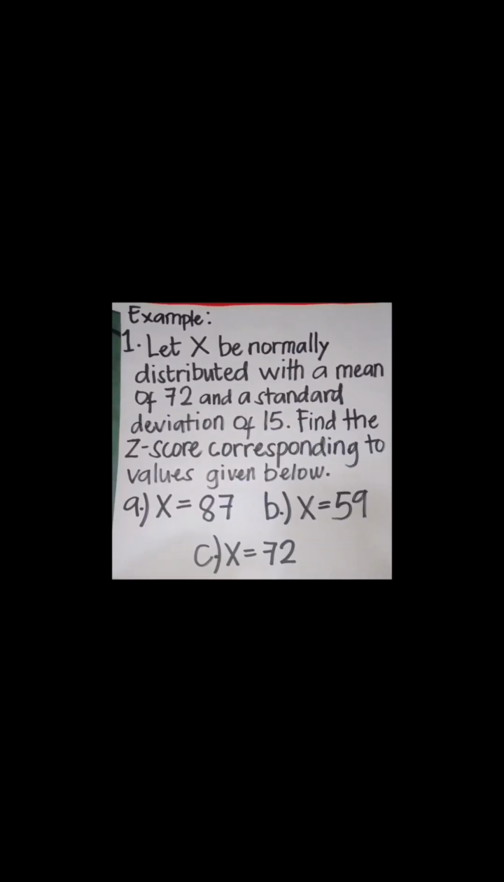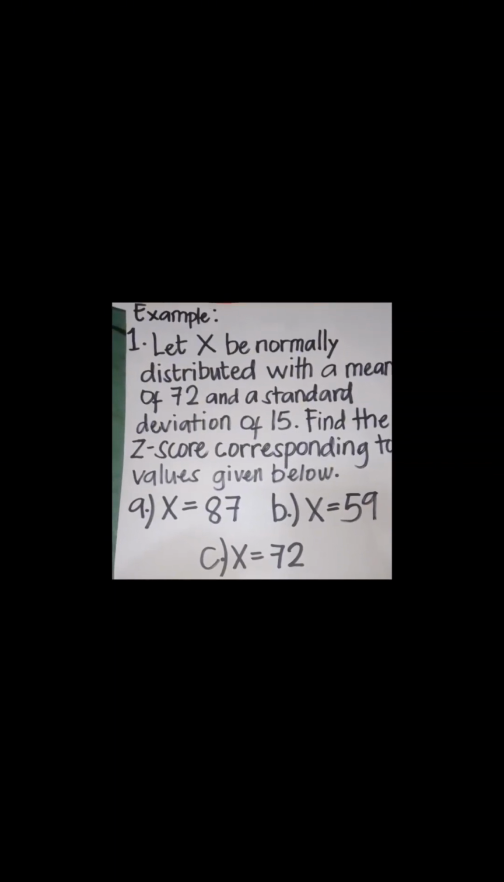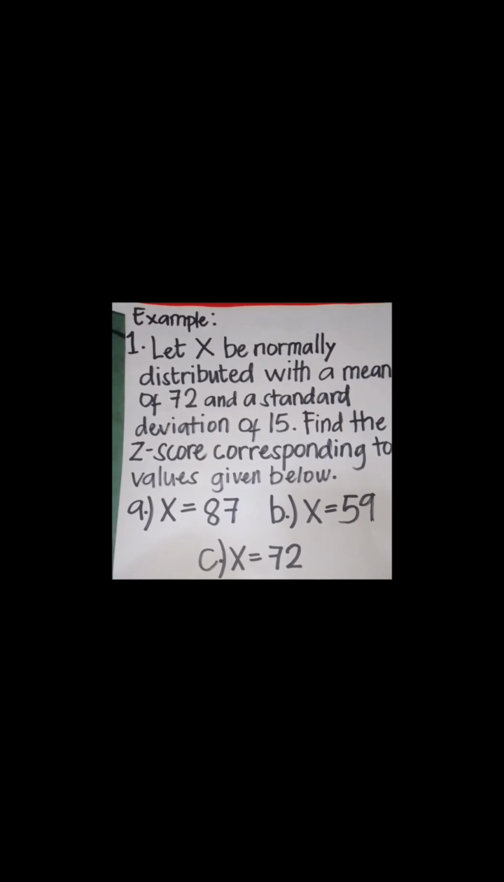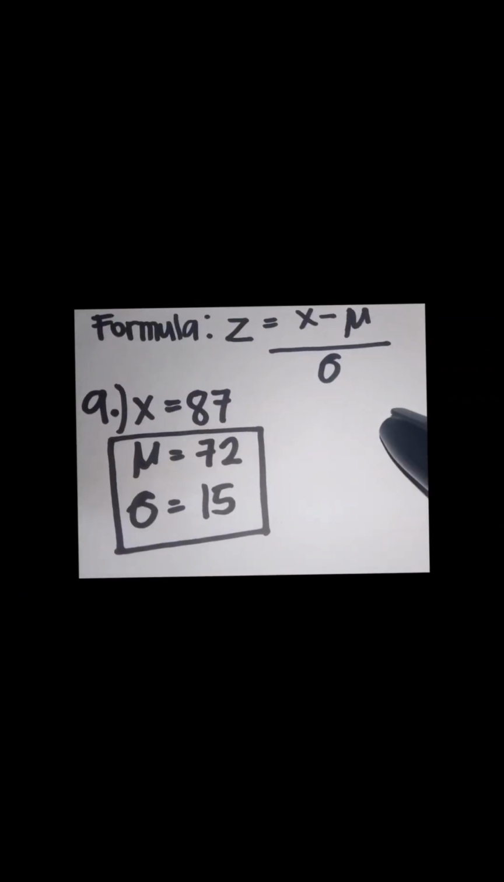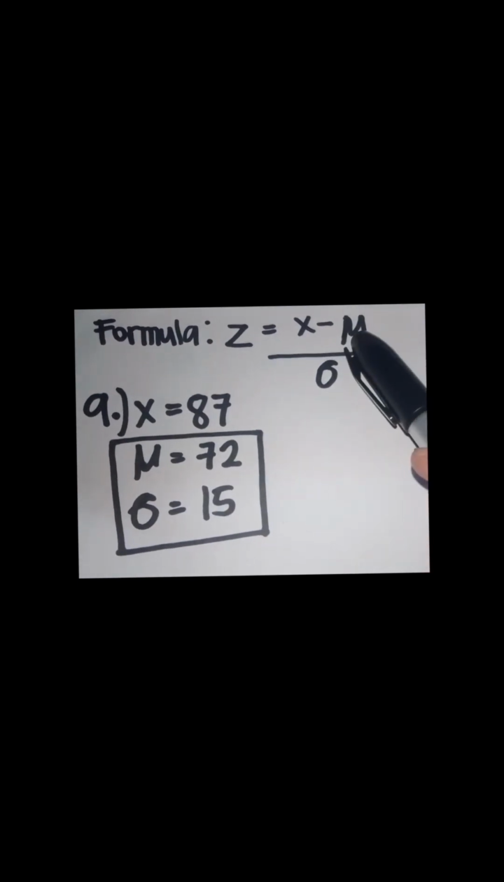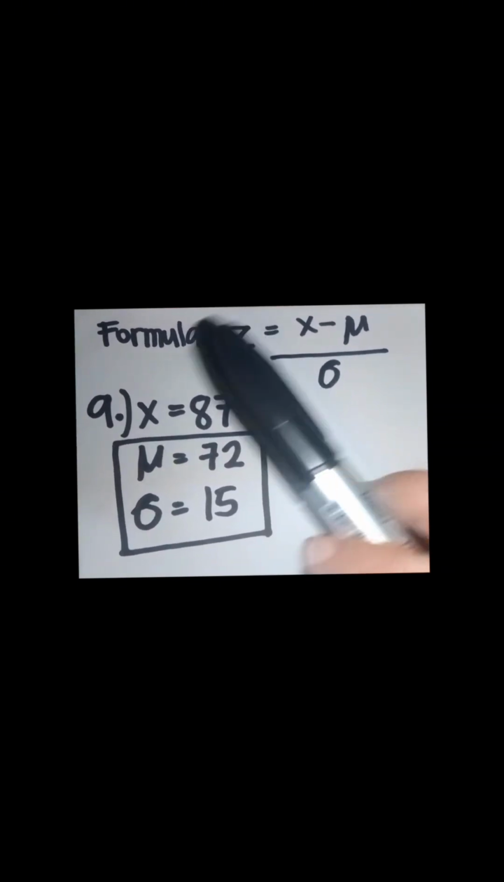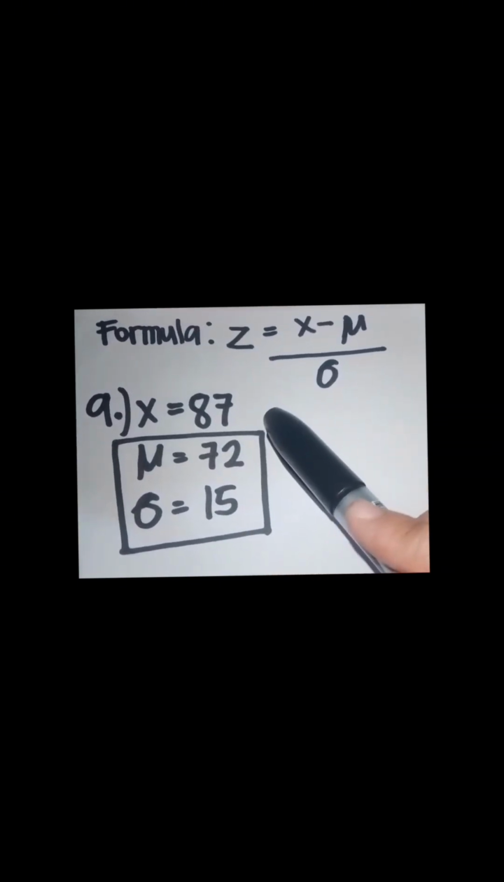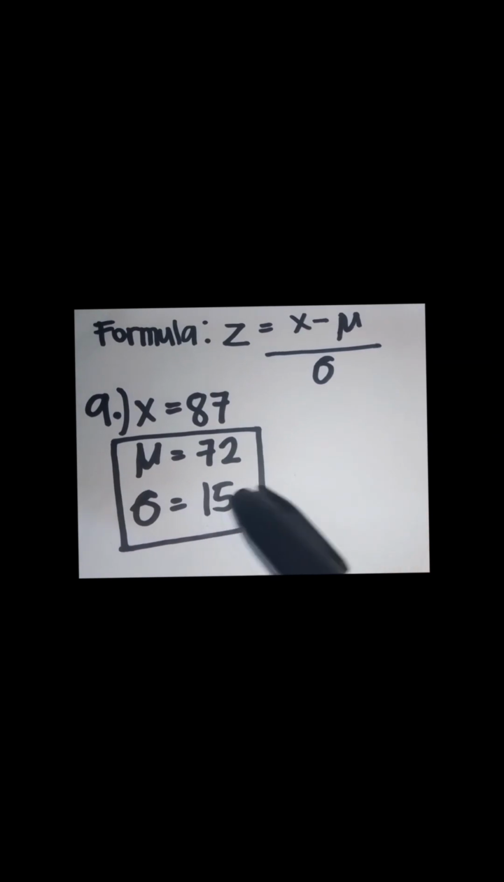So for example, let x be normally distributed with a mean of 72 and a standard deviation of 15. Find the z-score corresponding to the values given below. So, to find the z-score, we should be using this formula, and as you can see, in example number 1, or the letter A case, x is equal to 87 while the mean is equal to 72 and the standard deviation is equal to 15.